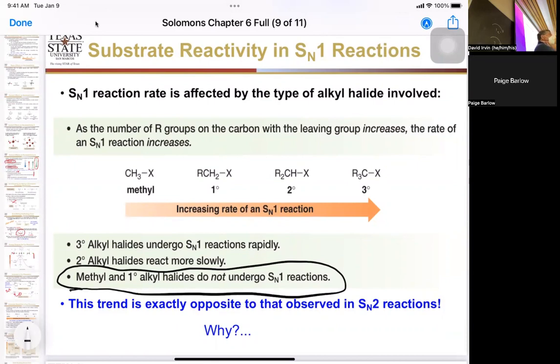There has to be a reason, right? Because the SN2 is all about sterics. The less sterics you had, the faster the reaction went. The SN1's all about the stability of the intermediate you form. You have to break that bond first. How easy it is to break that bond tells you why.